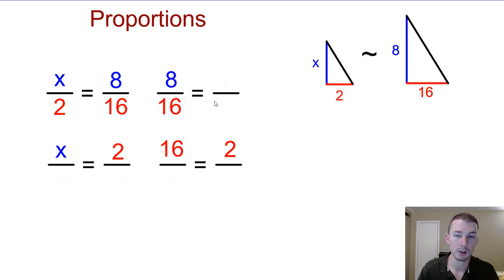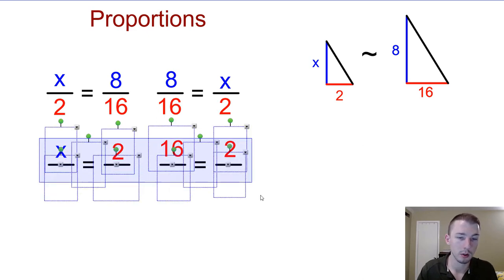All right, 8 goes to 16, just as x goes to 2. Okay, just make sure we're doing it in the same order. So whatever pattern you do on the first one, just make sure you do it on the other one as well. Same thing if we cross multiply, we get 16 is equal to 16x, so x is equal to 1.